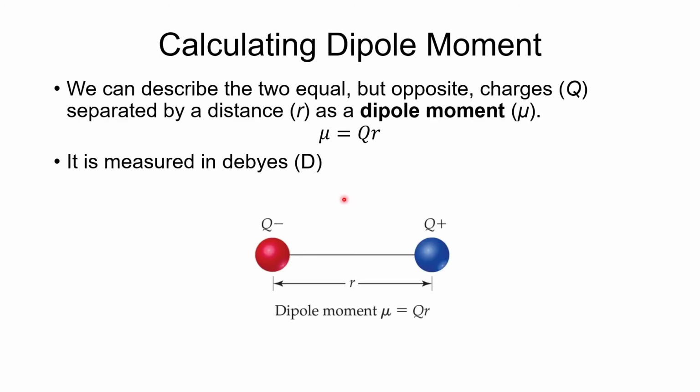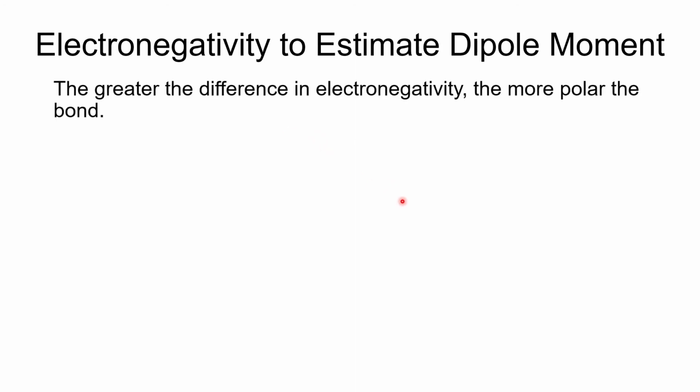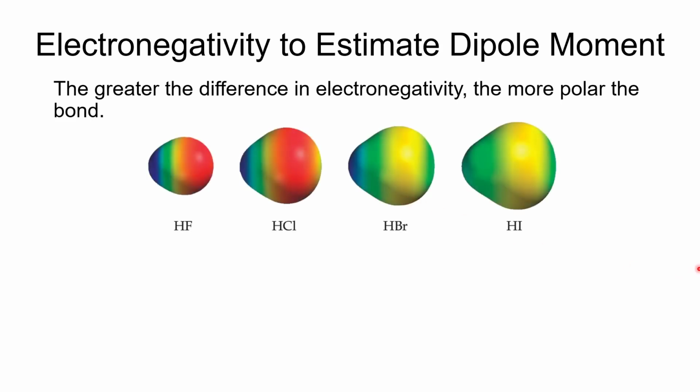Just as a note, you're not going to have to do this calculation, although I do think there's an example in the textbook. I was looking at one earlier. So you're not going to have to do that. To estimate the bond dipole, we can just take the difference in electronegativity. The greater the difference in the electronegativity, the more polar the bond. For example, we've got HF, HCl, HBr, and HI. Hydrogen has an electronegativity of 2.1. Fluorine has an electronegativity of 4.0. That's a difference of 1.9, which means that's going to be a pretty polar bond.